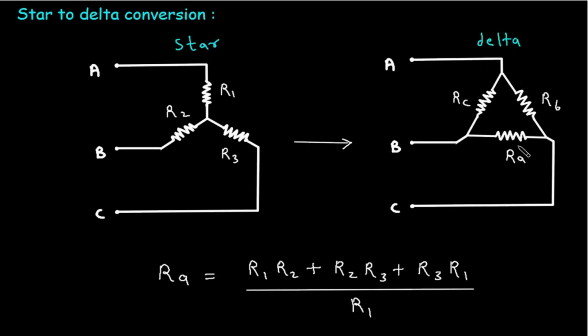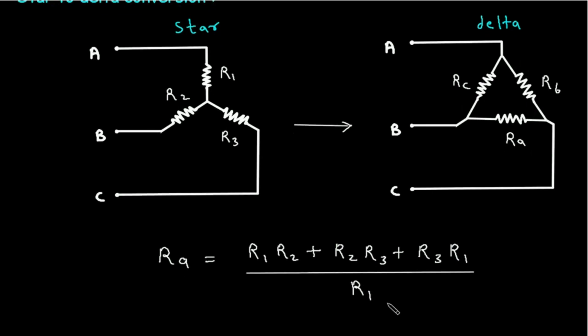Now RA is equal to R1 into R2, plus R2 into R3, plus R3 into R1. So here R1 into R2 plus R2 into R3 plus R3 into R1, divided by, since we have to find this RA, the value opposite of this RA. So the opposite of this RA is R1. So here this will be R1.